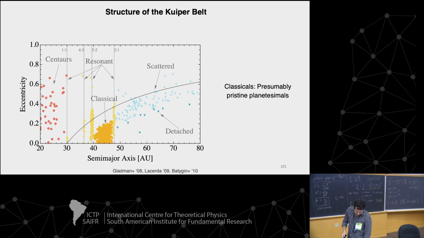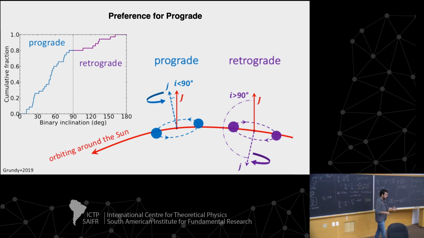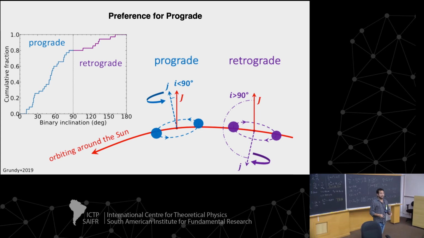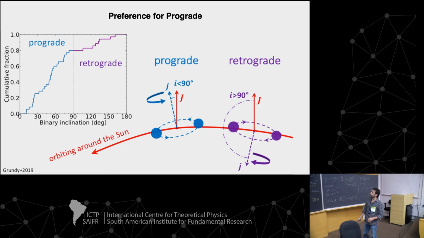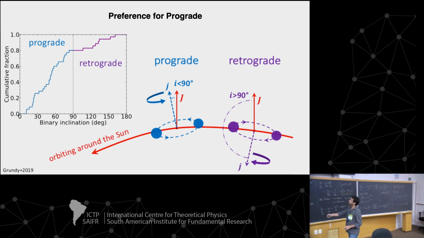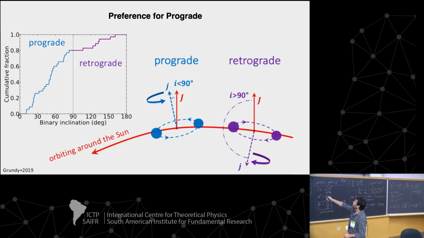And one thing that is seen from these objects is that there is a preference for the binaries to be prograde, right? Several of these objects are equal size binaries, and when you count how many are prograde and retrograde among these Kuiper belt binaries, there is a strong preference for prograde. 80% of the objects are prograde and only 20% are retrograde.